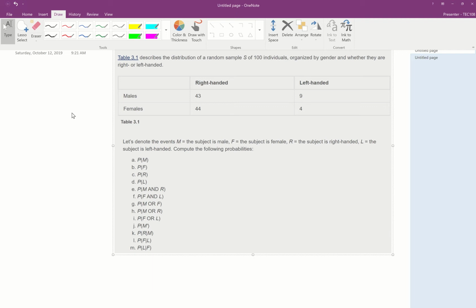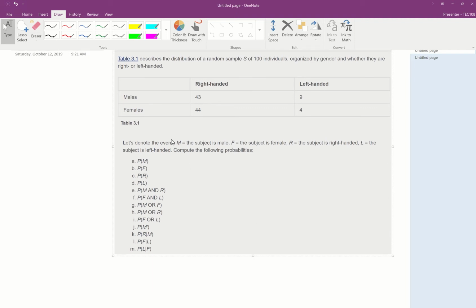Let's denote the events. M equals the subject is male, F equals the subject is female, R is the subject is right-handed, L is the subject is left-handed. Compute the following probabilities. Now, if you're given a problem like this on your own and you have to come up with a notation, feel free to not make any of these statements if they're painfully obvious. Like if you write P of M, any reasonable person is going to look at the M and say, I suppose that M probably means male, right? So you wouldn't have to make the let statement. But in this case, they did it for us, so who cares?